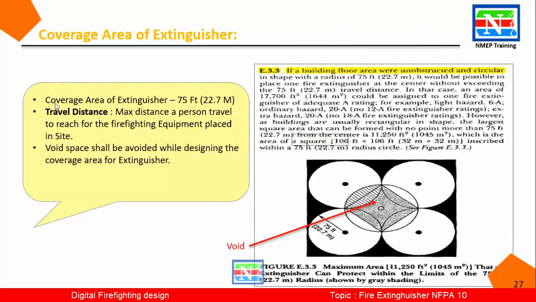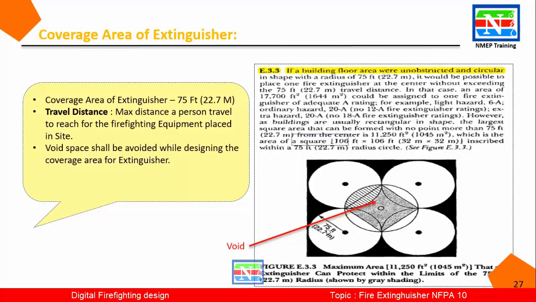So the coverage area of the extinguisher is 75 feet, which is around 22.7 meters. Travel distance is the maximum distance a person travels to reach the fire extinguisher equipment placed on the site. Voids shall be avoided while designing the coverage area for extinguishers. Here you can see the area is 75 feet.